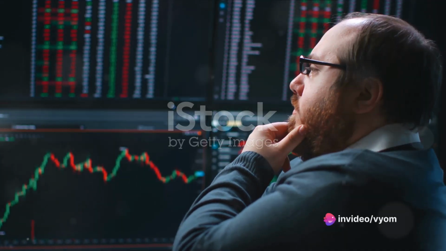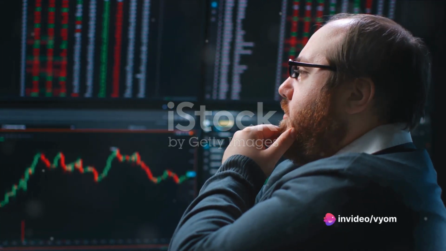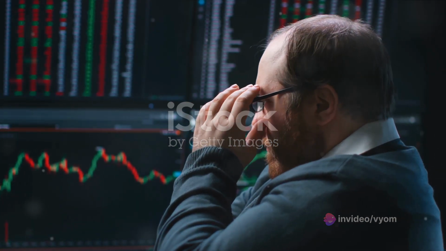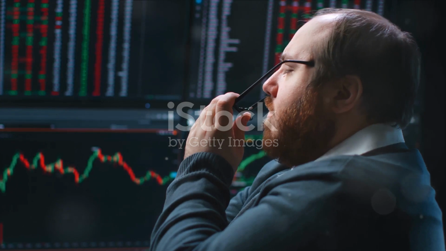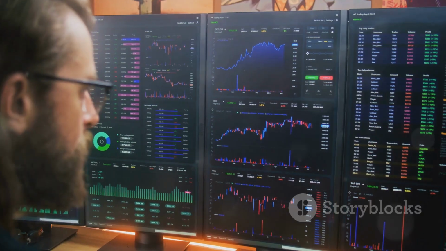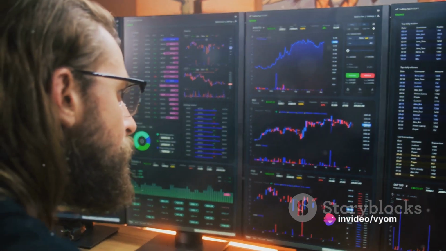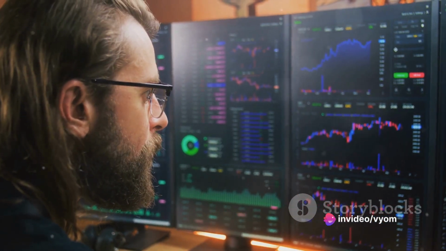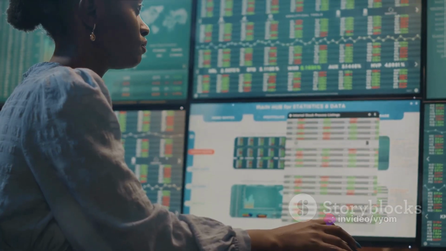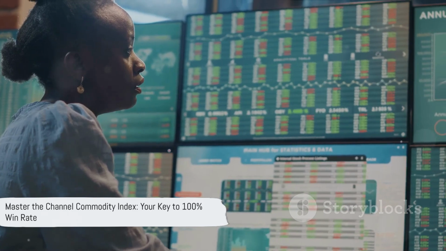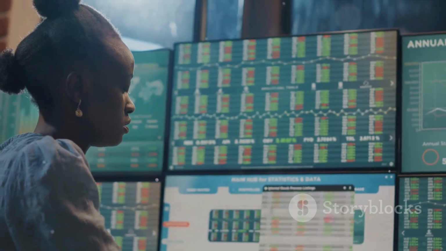And let's not forget about the stress of constant monitoring. In the world of index trading, the markets never sleep. Prices fluctuate throughout the day, and a trade that seems profitable one moment can quickly turn into a loss the next. It's a game of constant vigilance, where even the slightest lapse in attention can lead to missed opportunities, or worse, financial losses. But what if there was a way to navigate these challenges with greater ease and precision?